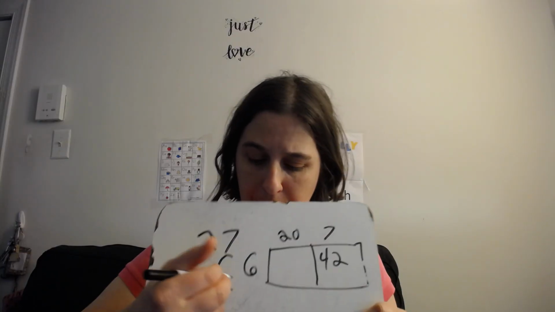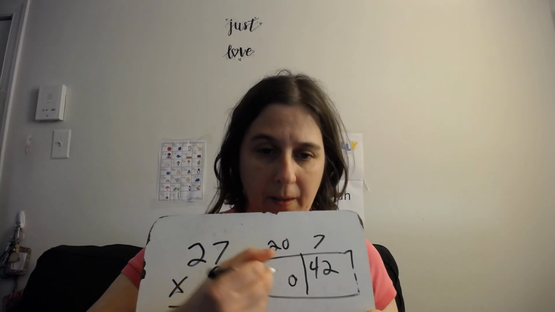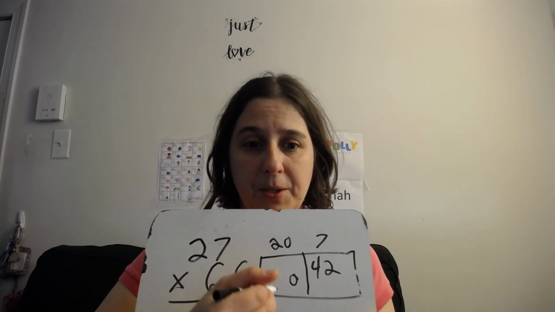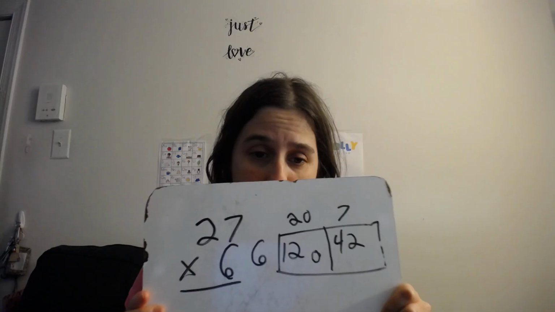Now, since 20 is a multiple of 10, we put a 0 here. Then all we have to think is what's 2 times 6? It's 12. And that gives us 120.